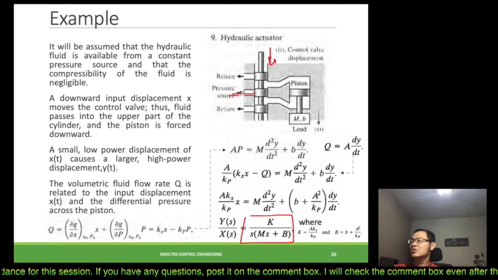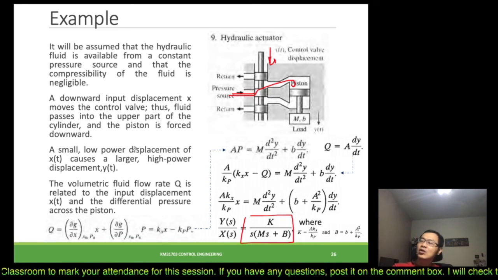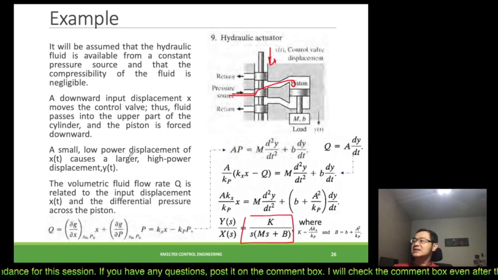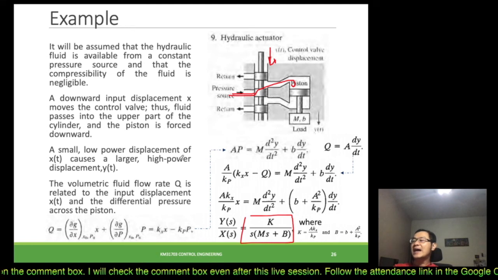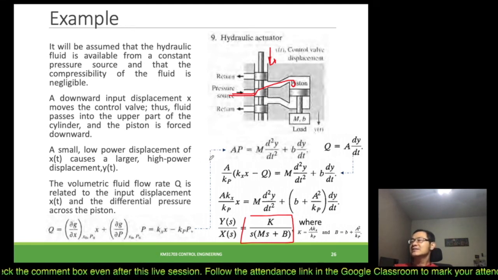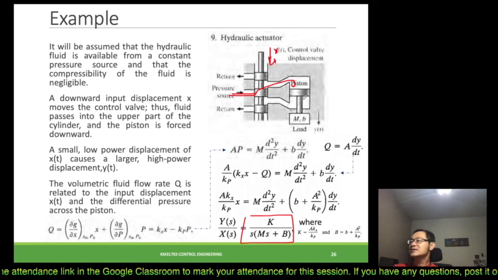So the fluid will go in and push, when this moves down. This valve moves down, so the fluid will go in and push the piston to go downwards. A small, low power displacement of x(t) causes a larger, higher power displacement of y(t). So when we just move this small x(t), then we will get a higher power of y(t). That is what it means.